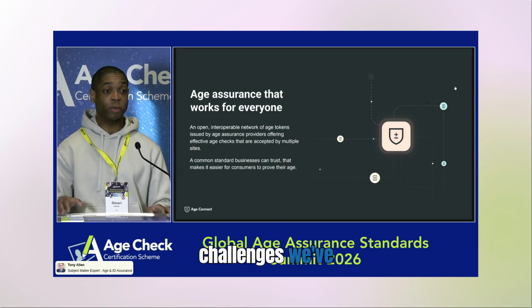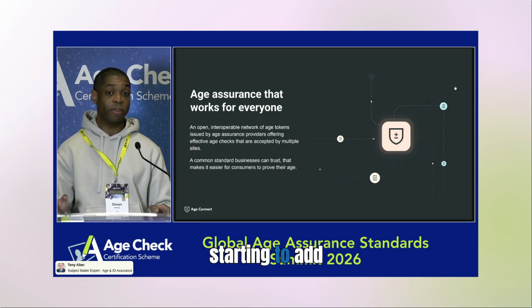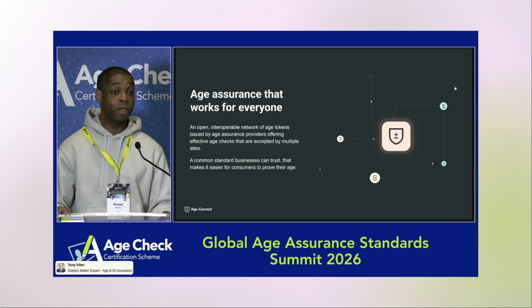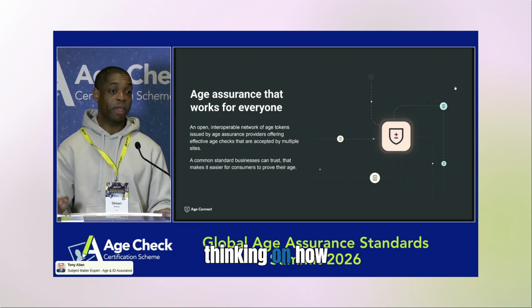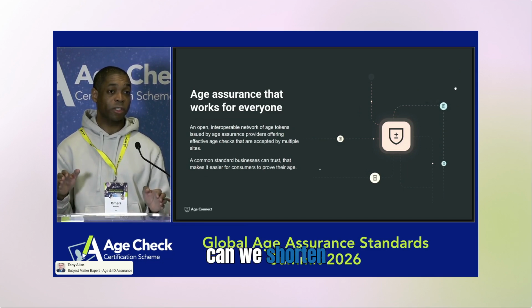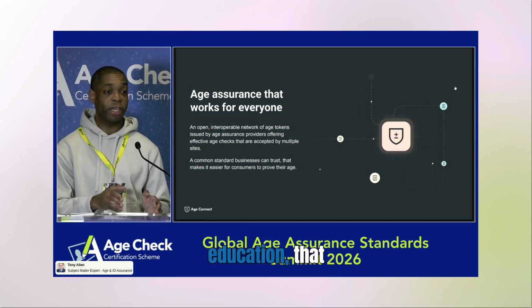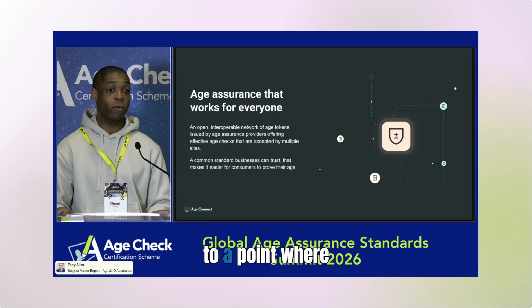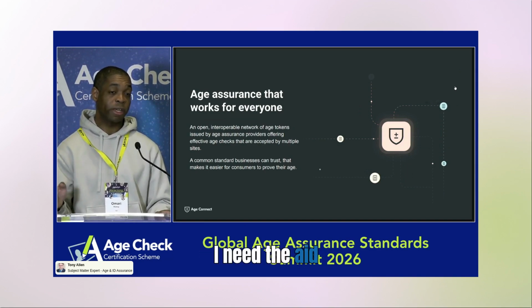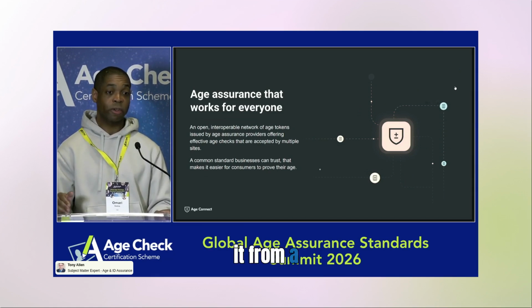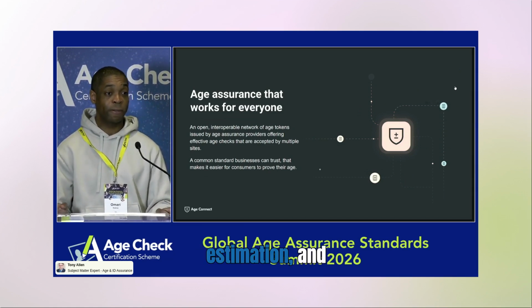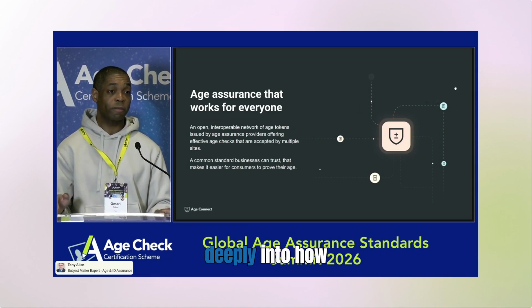And one of the challenges we've seen is that when people start adding age assurance to their platform, they don't really understand what those differences are or how to check them. So we've been working really hard on how we can shorten that level of education, that level of discovery, down to a point where you can just say, I need age assurance, I'm happy to accept it from a document or from facial age estimation, and I don't really have to dive too deeply into how that's been done.